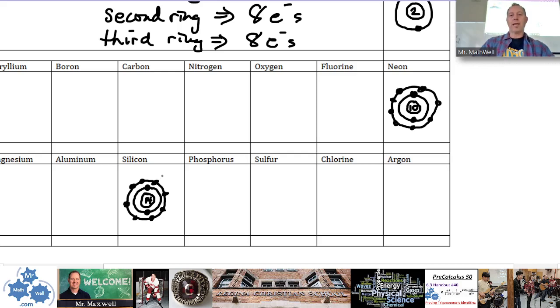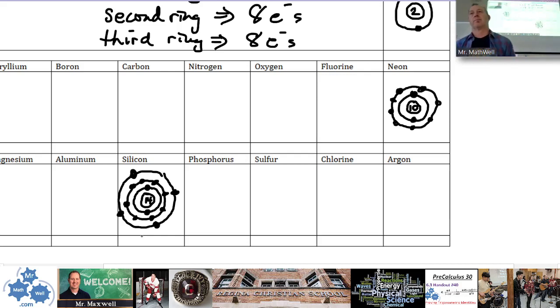Now a third ring, I can put up to 8 in the third ring. But how many? I only need 4 more, don't I? I have 2 and then I have 8, so I have 10 in total. I need 4 more, so I'm going to put 1, 2, 3, 4. And like I say, I spread them all around. You can put them in groups of 2. That's acceptable as well. You have to sharpen your pencil maybe on this one to get all this in, but you can do it.